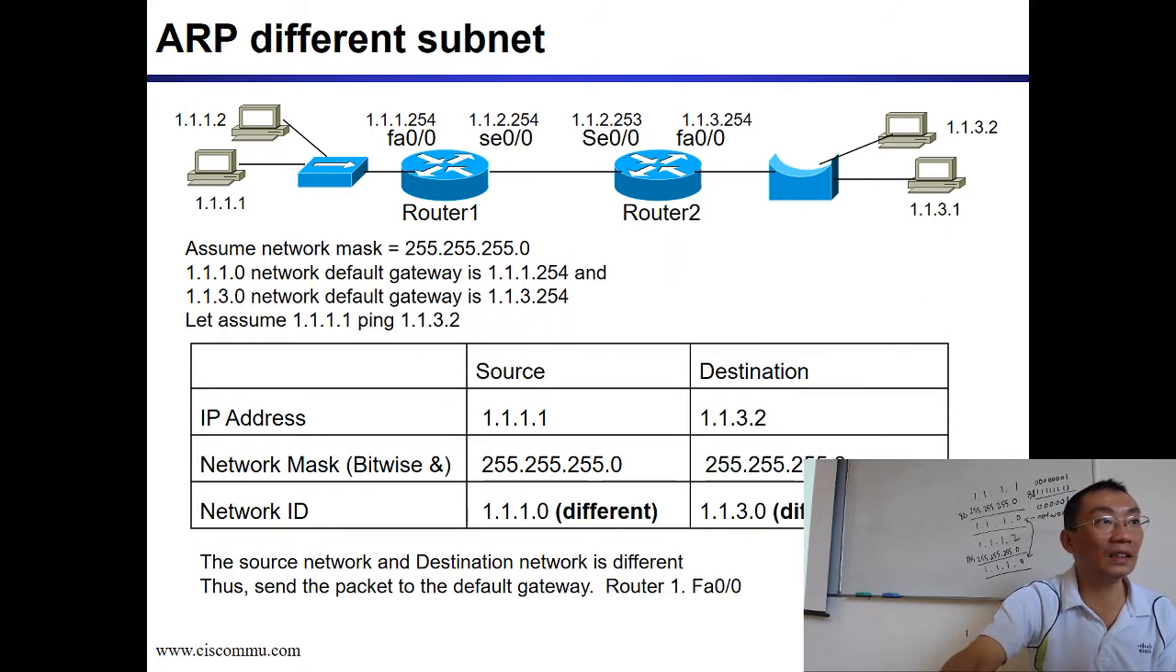Let's say it's in a different network. You can see this one wants to ping this one. Okay? So they are different. Correct? You see they are different networks. Then you need to send the packet to the default gateway, which is here. That's your default gateway, 1.1.2.254. Okay, default gateway.